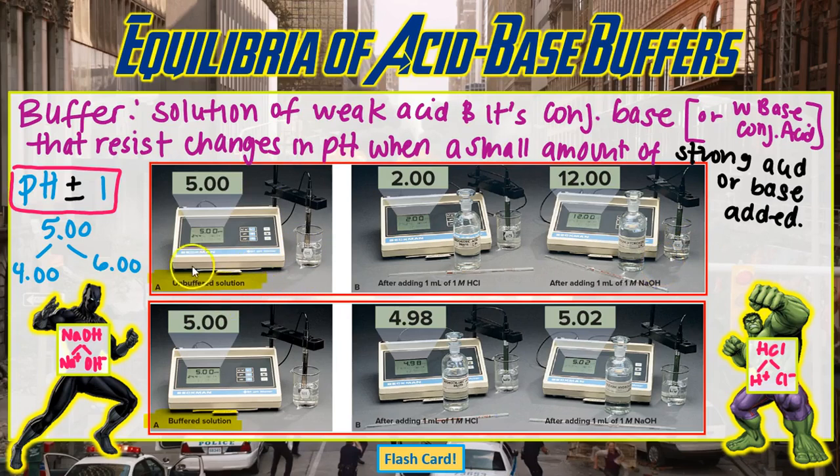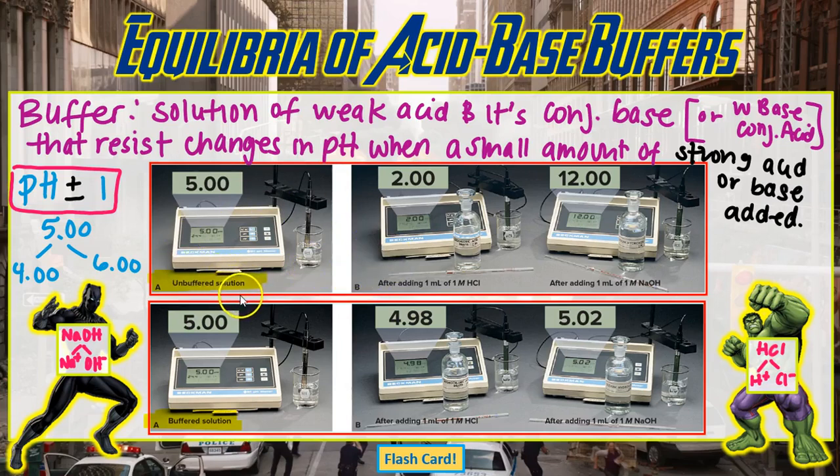Say we have a 100 ml sample of dilute HCl that has been adjusted to a pH of 5.00. If we add 1 ml more of HCl, the pH decreases, right? It makes sense. We're making it more acidic, and it decreases to 2.00. And if we add 1 ml of a strong base like NaOH, it's going to increase to 12.00. As you can see, the pH range is extremely varied when you have an unbuffered solution, right?